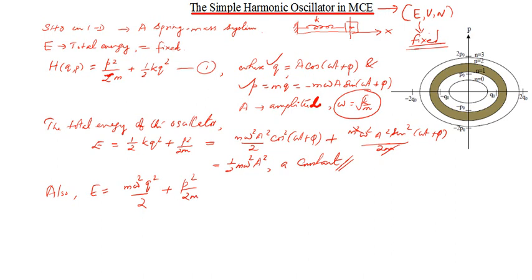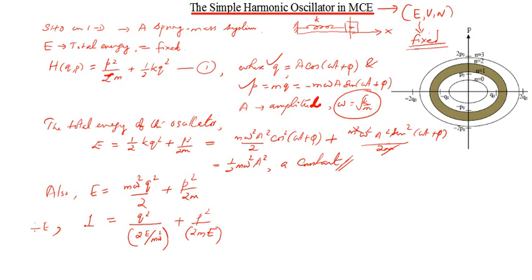Now dividing throughout by E and rearranging, the left side will be 1, so it will be equal to q square divided by 2E upon m omega square, taking m omega square from the numerator to the denominator, plus p square divided by 2mE. You know that this is nothing but the equation of an ellipse, with q and p as the axes.